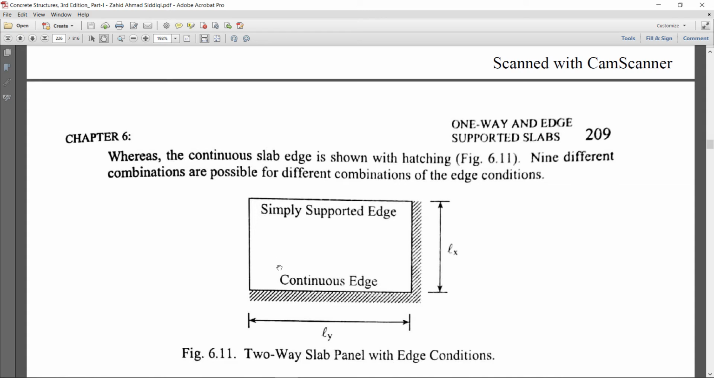So for designing one panel, we have to understand what conditions are there, which side of the slab panel is continuous and which side is discontinuous. In this picture, the hatching portion shows the continuous edge. On this side there are also slab panels present, and on this side slab panels are also present. So that is a continuous edge and that is a discontinuous edge.